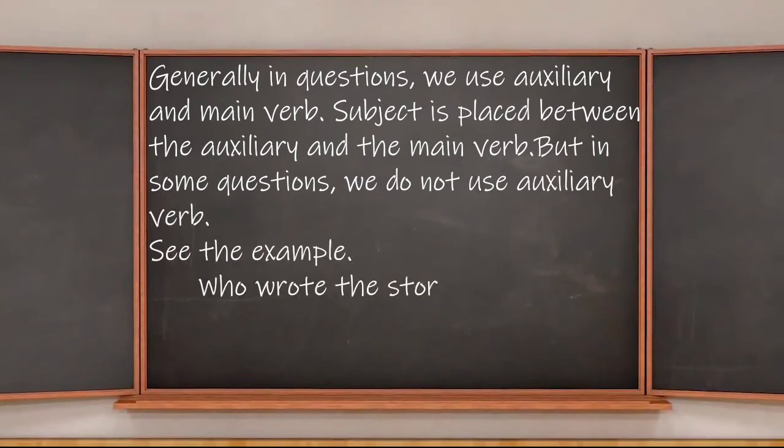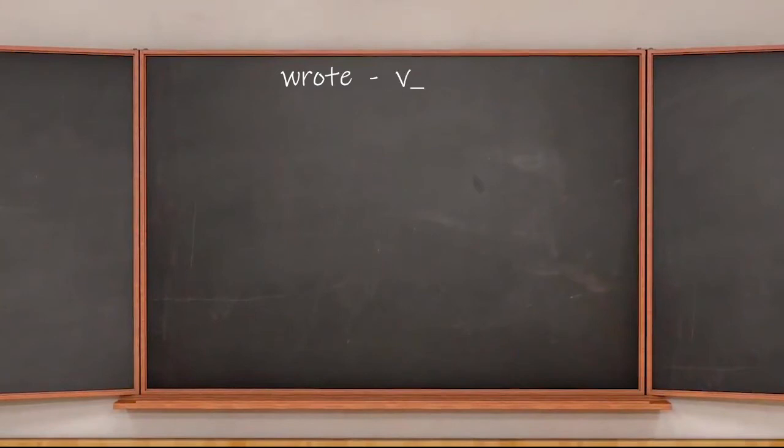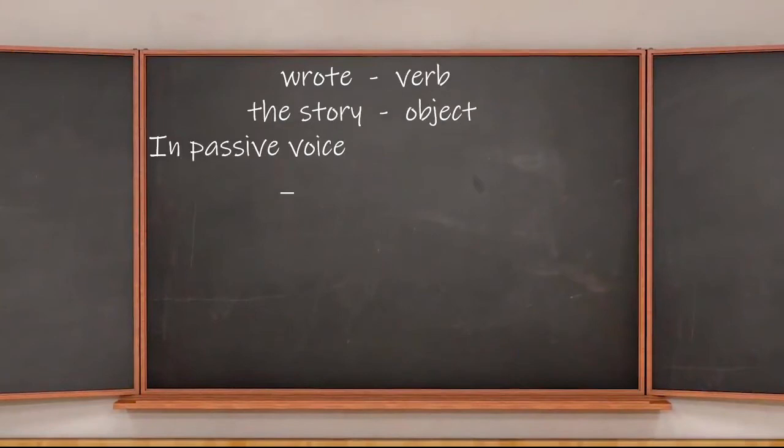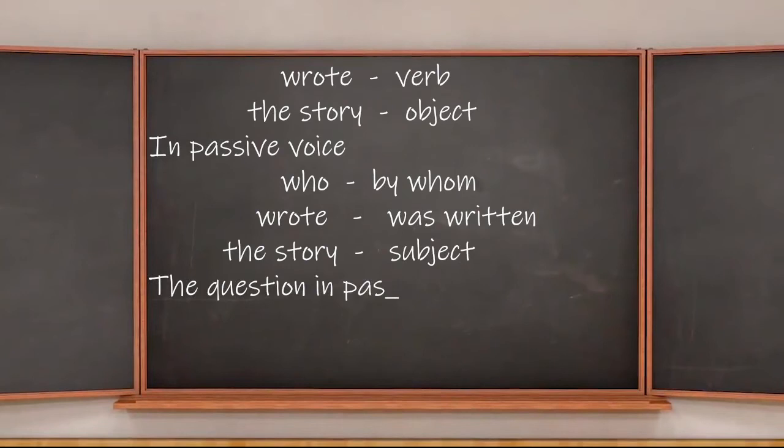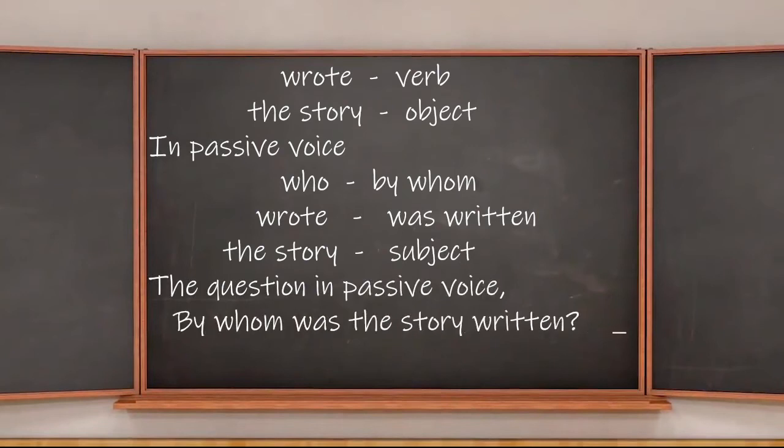It's an active voice. Who is the question word. It is used as the subject. Wrote is the verb, the story is the object. In passive voice, who becomes by whom. Whom is the objective form of who. Wrote becomes was written and the story is the subject. The question in passive voice is: by whom was the story written?